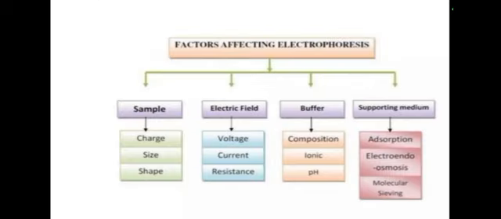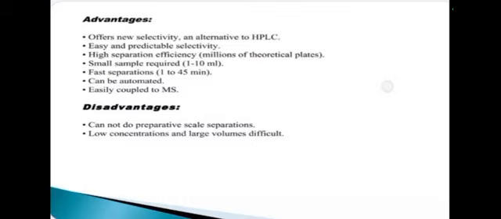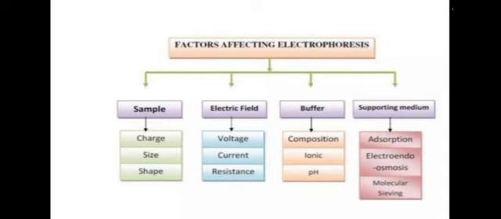Next we see the factors affecting electrophoresis. What are the factors that affect capillary electrophoresis? First one, sample. Sample size, charge, and shape affect capillary electrophoresis. Second factor, electric field. A high voltage field is used. Voltage, current, resistance, and electric field also affect the electrophoresis.